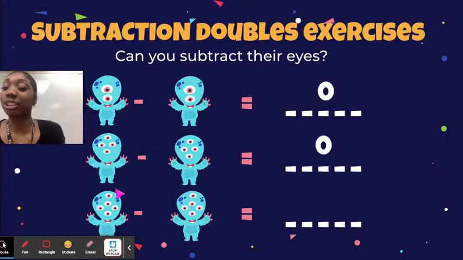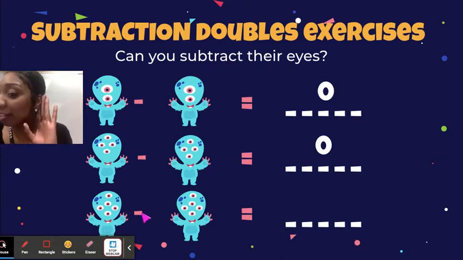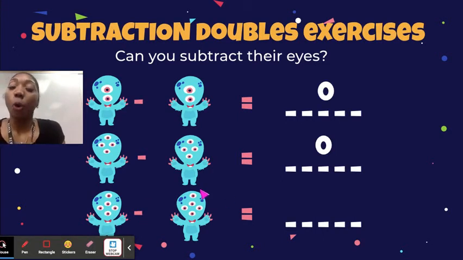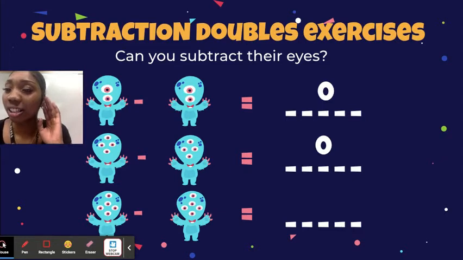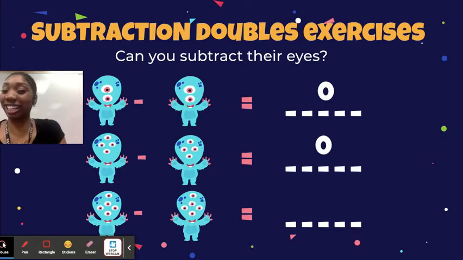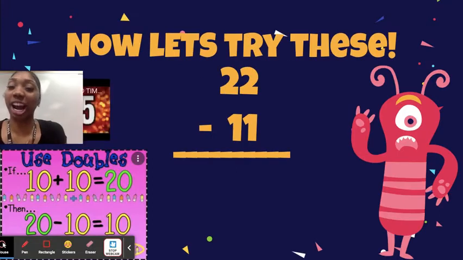Now let's try the last one. 1, 2, 3, 4, 5 eyes. And we're taking away or subtracting 1, 2, 3, 4, 5 eyes. So 5 take away 5 is 1. No, silly. It's 0. Absolutely. So 5 take away 5 is 0 eyes. We can't even see. But we've got to keep going. So it's time to open our eyes.